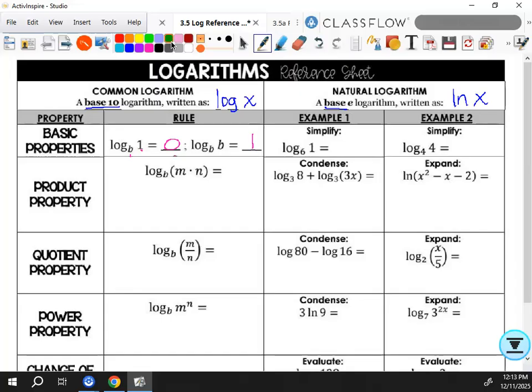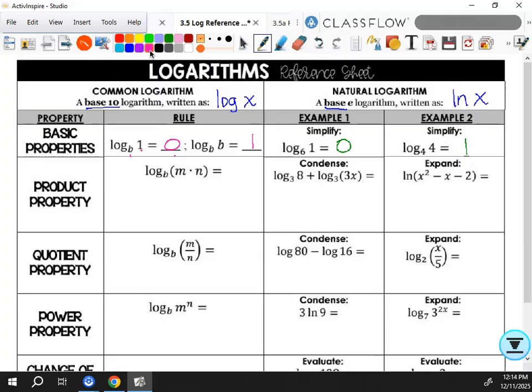All right, so log base 6 of 1, what would that be? 0. And if you don't just remember the property, rewrite it as an exponential. 6 to the x power equals 1. Okay? Log base 4 of 4 would be what? 1. Okay.